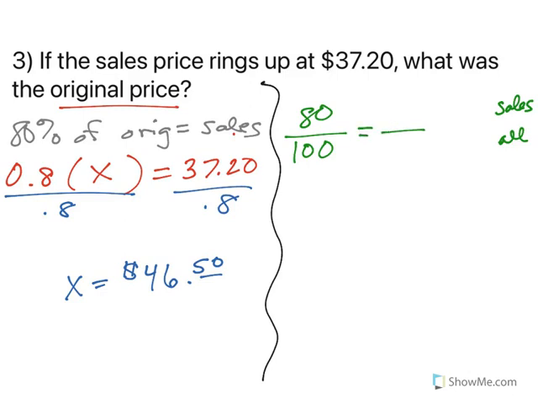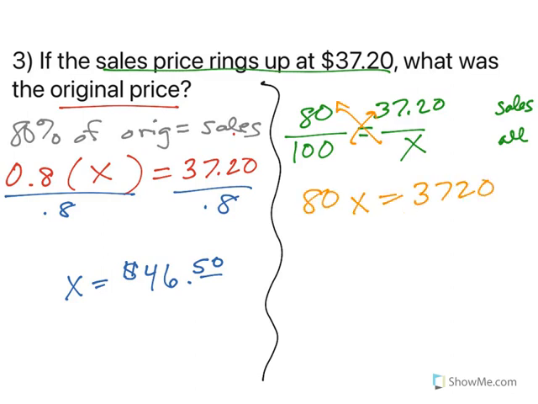So when I think about my ratio, the sales price is $37.20. Since the sales is in the numerator, we put X in the denominator. I cross multiply. 80X equals 3,720. Divide both sides by 80, and I again get 46.50. So it doesn't matter if you want to solve it with proportions or you want to solve it with equations. However your brain sees it, that's the way you can do it.